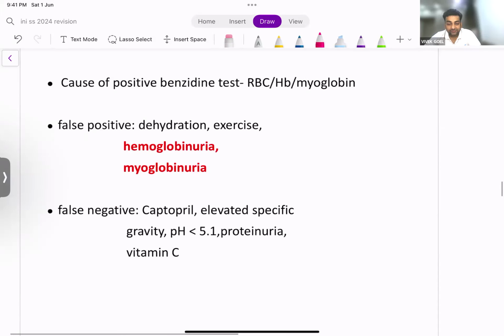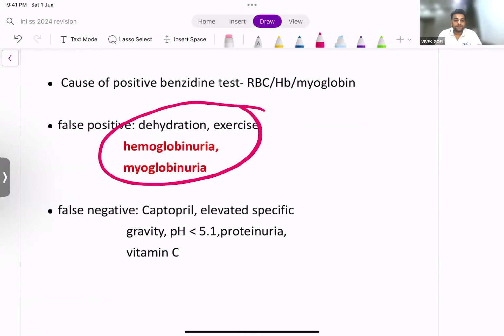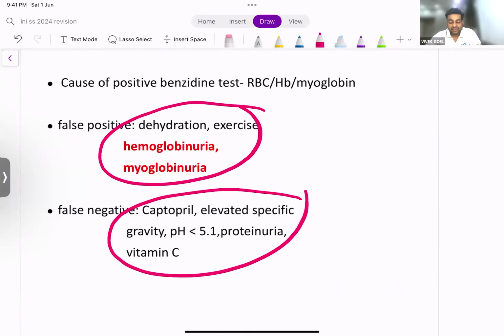So false positive could be there in dehydration, exercise, hemoglobinuria, myoglobinuria, and a false negative could be there due to very acidic pH, elevated specific gravity, proteinuria, and vitamin C, as I already told you, that is ascorbic acid. Very, very important.